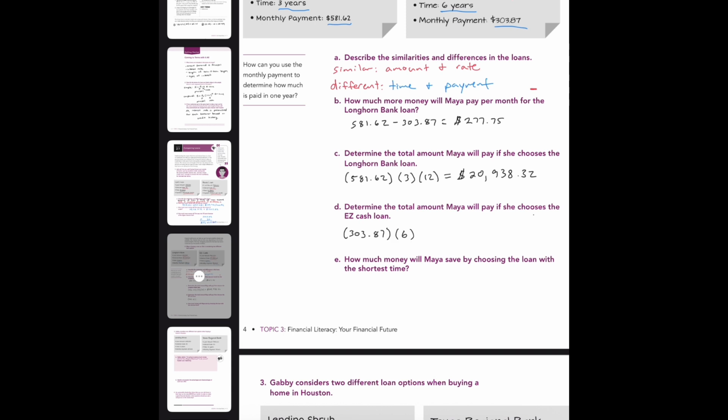And then the total amount she would pay if she chose Easy Cash, we have a monthly payment of $303.87 times 6 years times 12 months a year, and we get a total of $21,878.64. So how much money is she going to save by choosing the loan with the shortest time? So the one with the shortest time, the Longhorn Bank loan, if we subtract the 21,878.64 minus 20,938.32, we're going to find a difference of $940.32. Almost $1,000 savings if she goes with the shorter term loan.